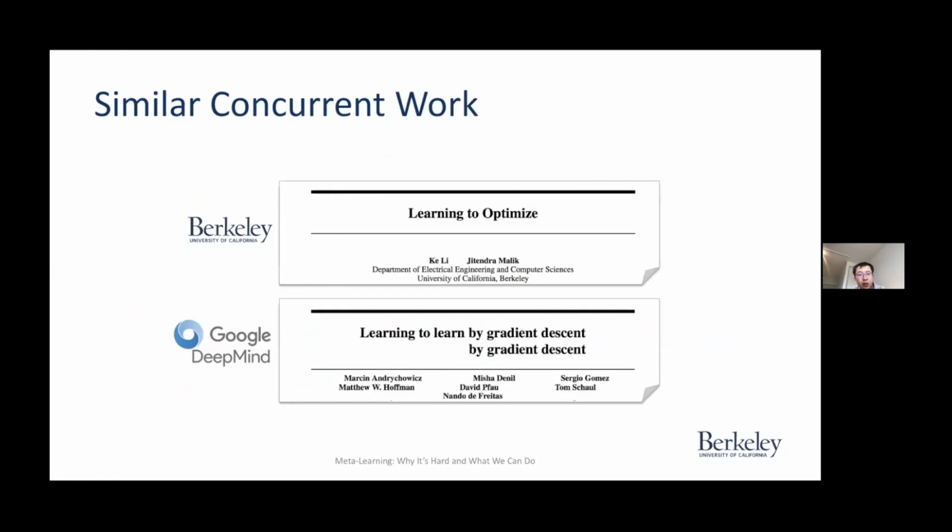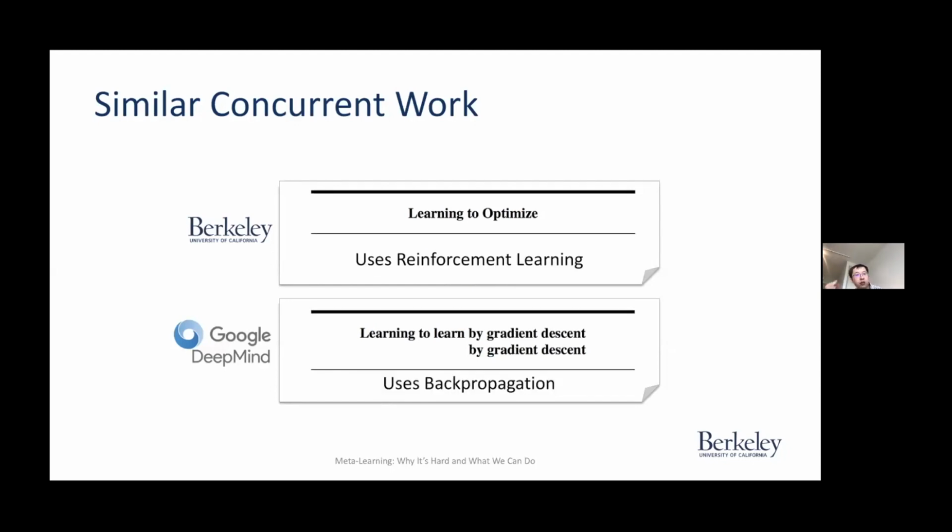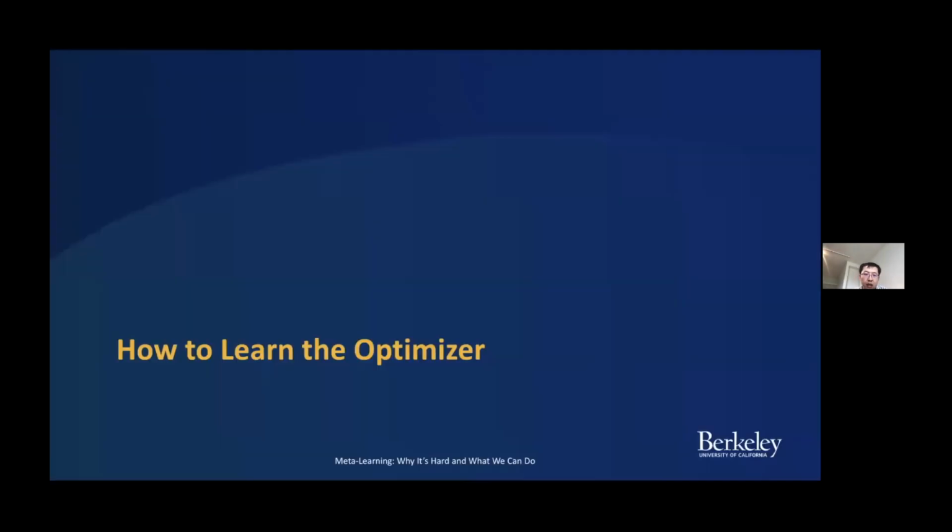There's also similar concurrent work to ours, and that is this paper called Learning to Learn by Gradient Descent by Gradient Descent. The key difference is that our work uses reinforcement learning and their work uses backpropagation, or supervised learning, to learn the optimization algorithm. And I'm going to talk about why we actually made that choice a bit later.